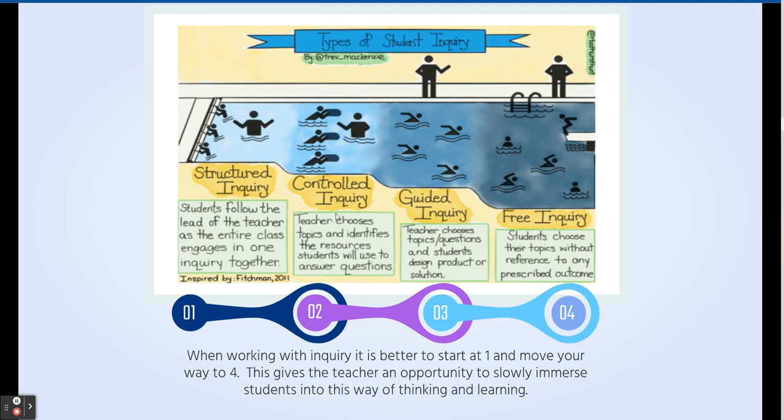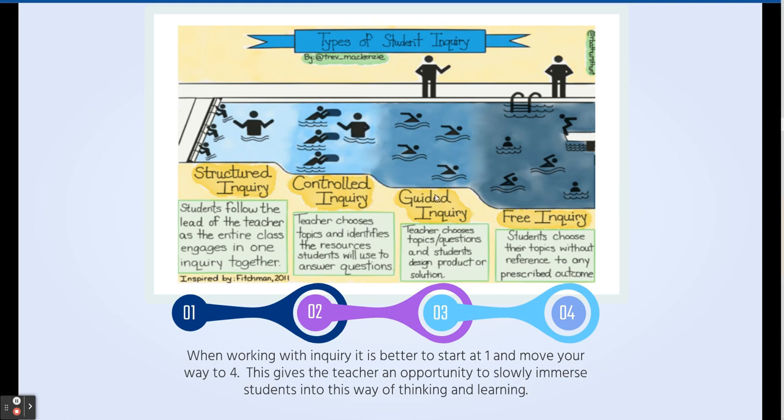Then you have the controlled inquiry, where the teacher chooses the topics for students and the resources, but allows the students to work through and come up with their own answers to the questions. This is probably something that most of us have done before, where we've given them a topic about some content that we're working on, and maybe given them some resources to start with, and then have the students go through and answer whatever questions you've set up for them to focus on that content.